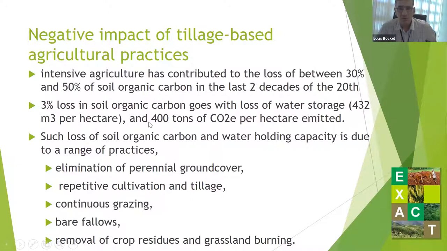We also know that loss of soil organic carbon goes with loss of water storage, and it goes with emission of CO2. An example is 3% of loss in soil organic carbon for some soil, which goes with 432 cubic meters of water storage loss per hectare and 400 tons of CO2 per hectare emitted.